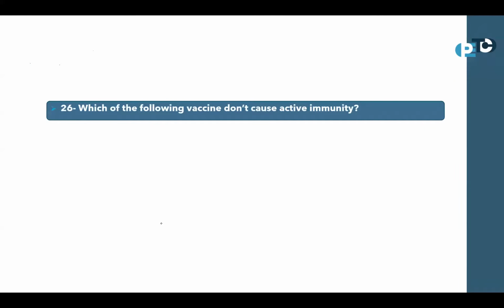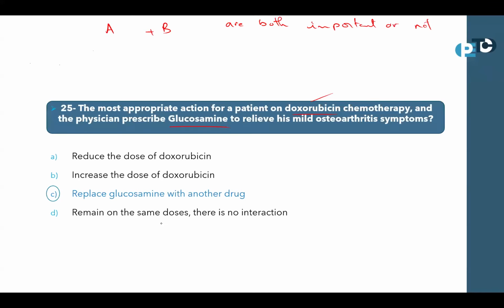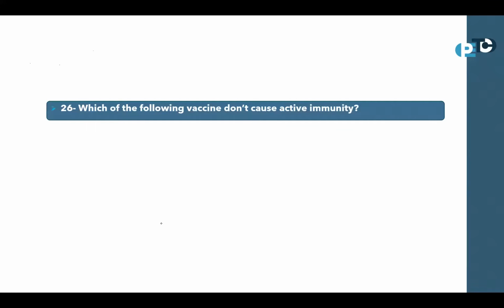Excuse me, sir, I have a question. Yes, please. What is the actual interaction between both? Glucosamine will increase the cardiac toxicity of doxorubicin. So here we should replace glucosamine with another drug.